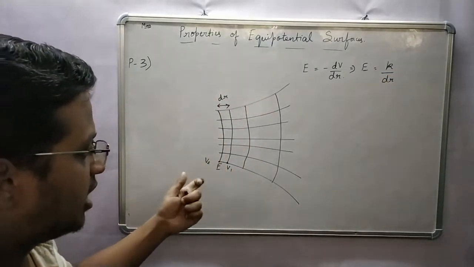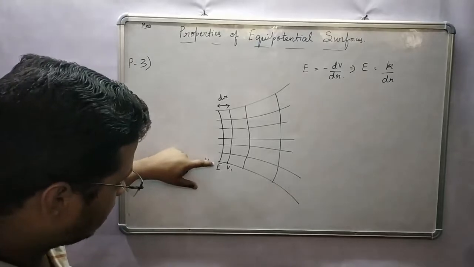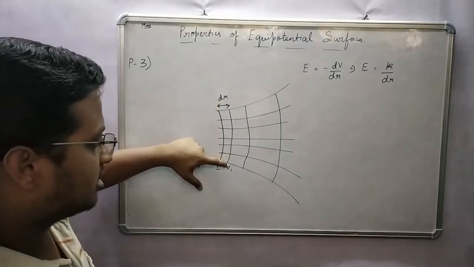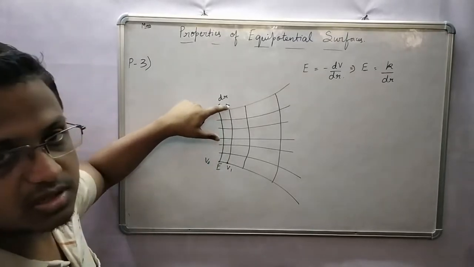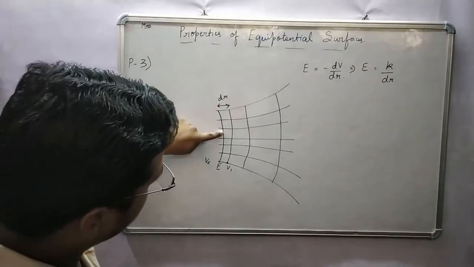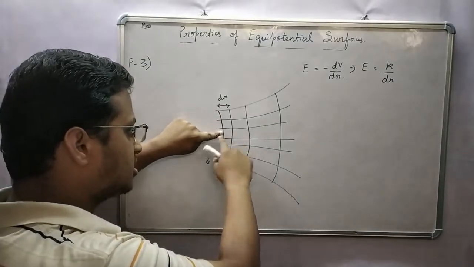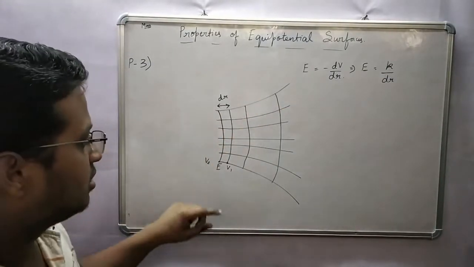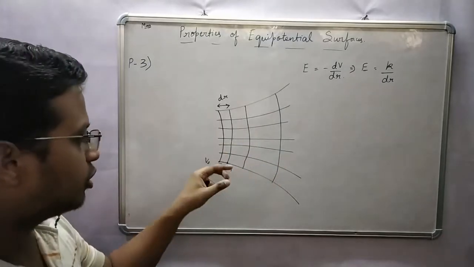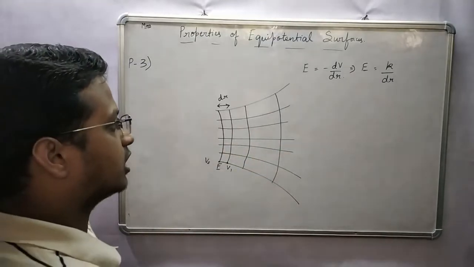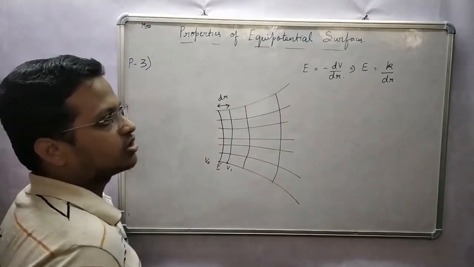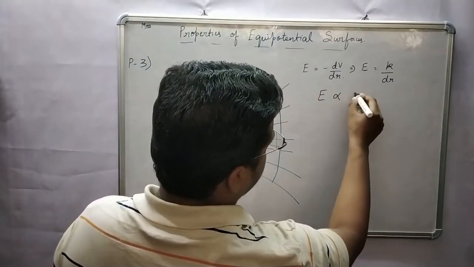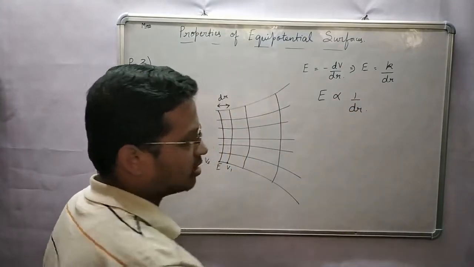dV is constant. Why is dV constant? Because the potential is V2 at all points of this surface and it is V1 at all points of this surface. So if you choose 1 point from this surface and another point from this surface, then the difference will be V2 minus V1. Here also, if you choose any 2 other points, the difference is still V2 minus V1. That's why dV is a constant. Now as you can see, the electric field is inversely proportional to dr.